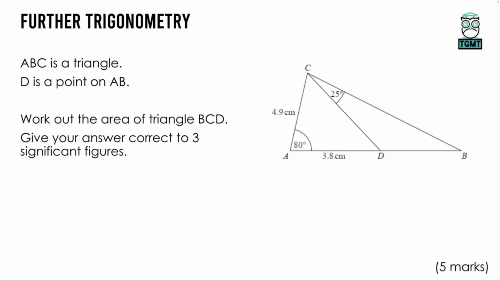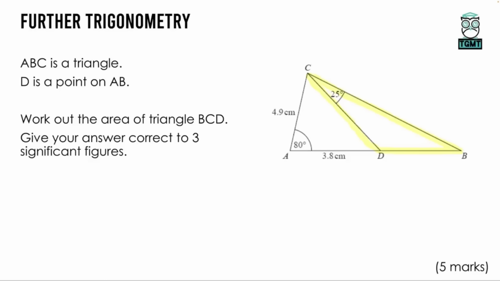Okay, so looking at some further trigonometry, this is one of those types of questions that just involves everything. It says ABC is a triangle, D is a point on AB, work out the area of triangle BCD. Give your answer to 3 significant figures, but we'll deal with that right at the end. So triangle BCD is this triangle here. And let's just think about what we need in order to get the area of that triangle. Well, we've got an angle of 25.